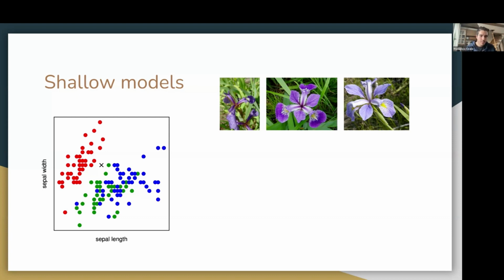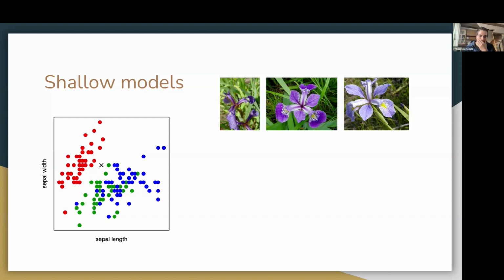For example, a point in the bottom left corner of this diagram will have short sepal length and short sepal width, essentially. So how do we approach such a problem? What is the problem here?